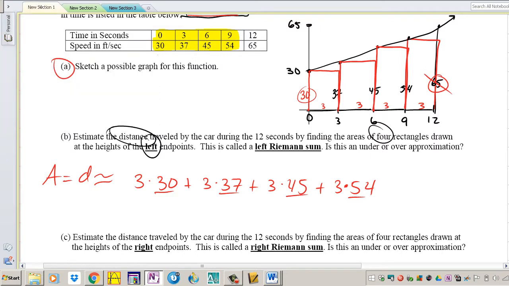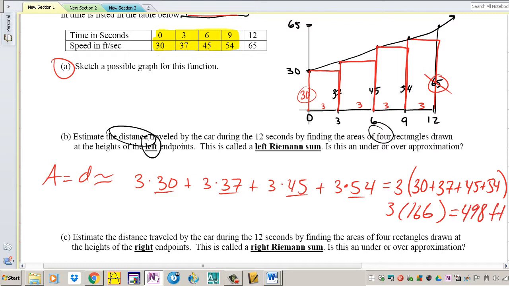Let's go back to the answer here in the bottom. What do you notice that all these numbers have in common? They all have a times 3, so you can factor out a 3: 30 plus 37 plus 45 plus 54. And if I add up all those numbers, I should get 3 times 166. And then I would multiply times 3, and I get 498 feet, since I'm finding distance. So this is the answer for left Riemann sum.